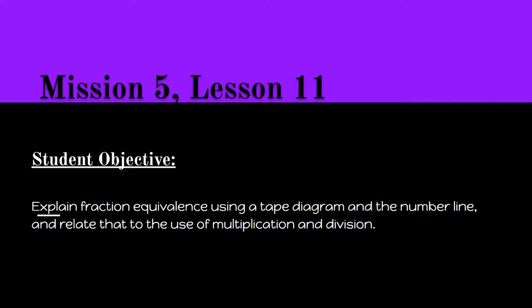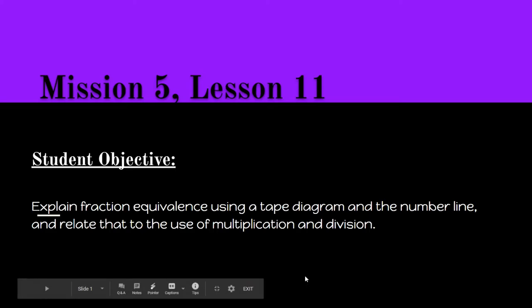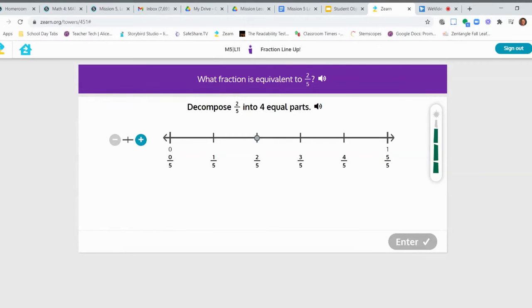So we're going to take a look at the last part of the Tower of Power today and a number line for fractions and what we're really asking for here. So let's take a look and go over an example together. Okay, this is the last part of the Tower of Power for today's lesson. Now, notice what it wants us to do. It says, what fraction is equivalent to 2/5?